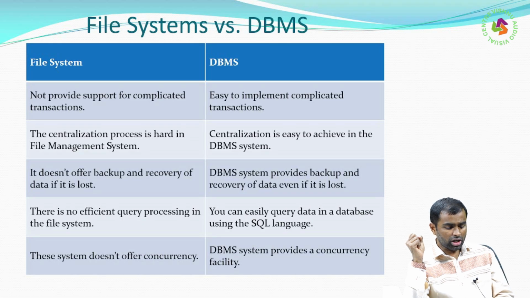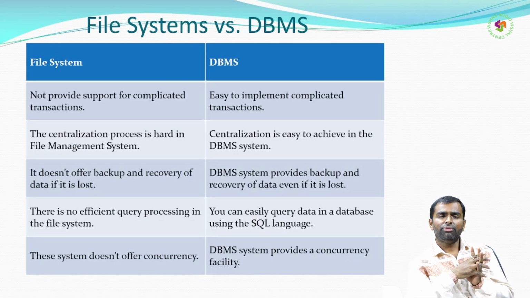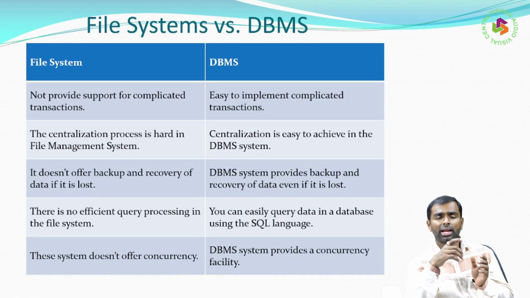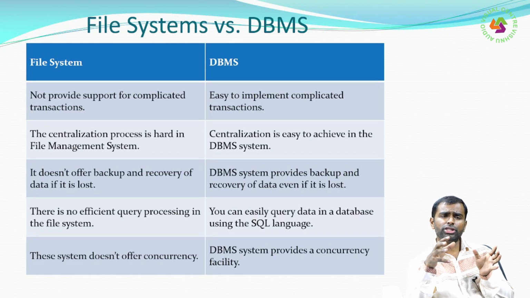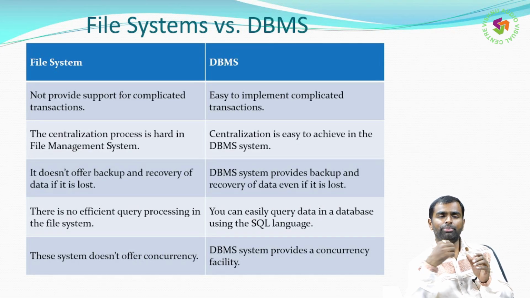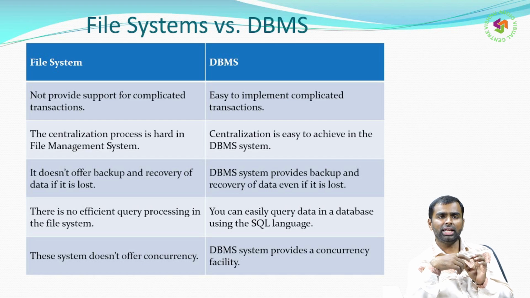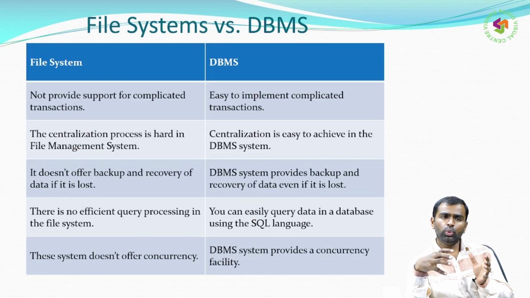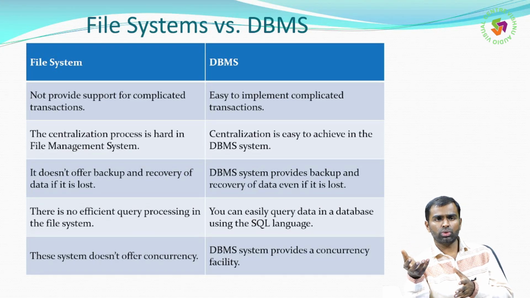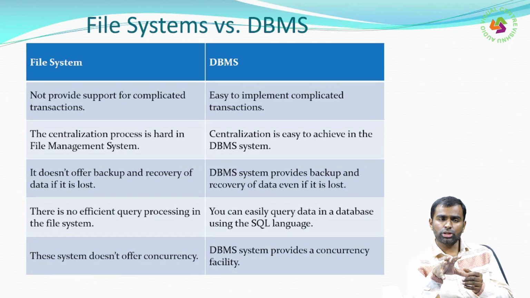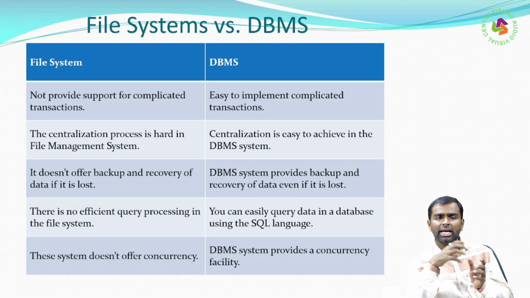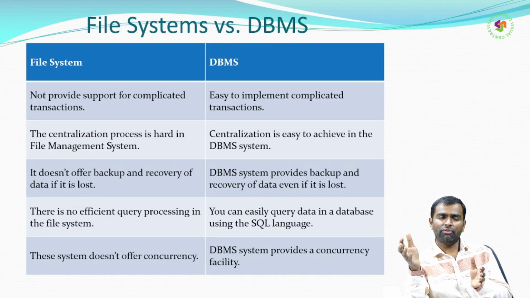File systems do not offer concurrency. We do not have the concurrency concept in file systems. In parallel, we cannot execute multiple transactions in multiple files at a time. Whereas in DBMS we have that facility: we can do serializable transactions and concurrent transactions also. At a time, multiple transactions we can perform.